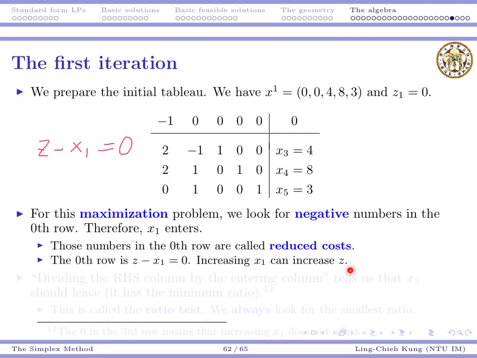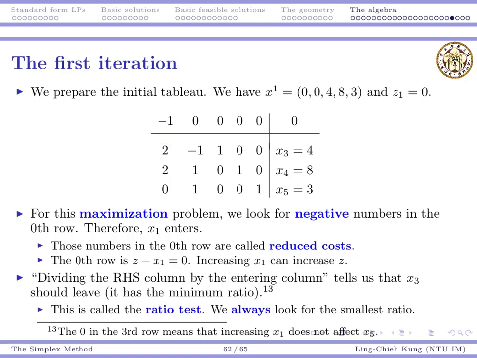Starting from now, we will call these coefficients by a special name, reduced cost. Reduced cost measures what will happen to the objective value when you increase those non-basic variables. And for maximization problems, we look for negative reduced costs.